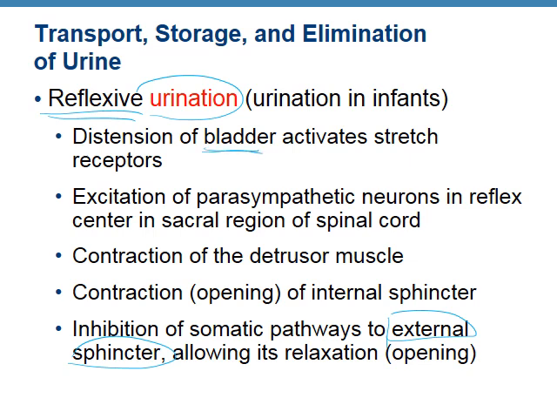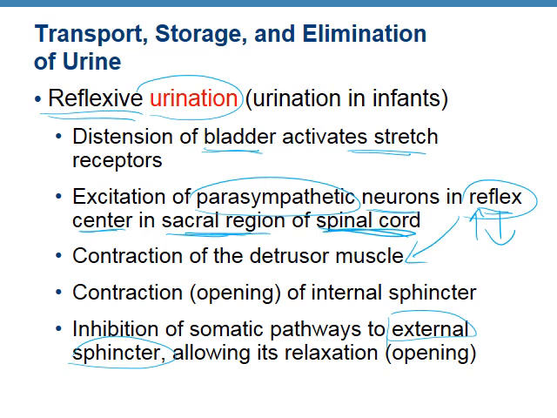So what's going to happen is as the bladder fills, it's going to activate stretch receptors. And then that is going to excite the parasympathetic neurons in the reflex center of the sacral region of the spinal cord. So we don't go all the way up to the brain, right? We're just doing a quick message goes up, hey, the bladder's full, and that sends a message back out. And this reflex is happening in the spinal cord. That reflex action causes the detrusor muscle to contract, causes the opening of the internal urethral sphincters, and then it inhibits the somatic pathway. So now the external urethral sphincter is relaxed and open.